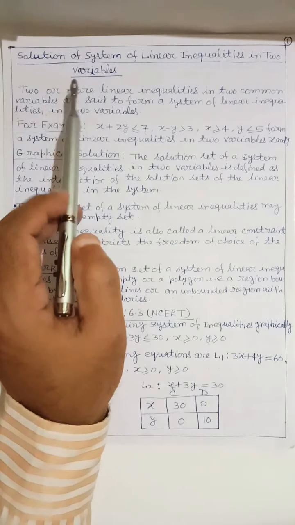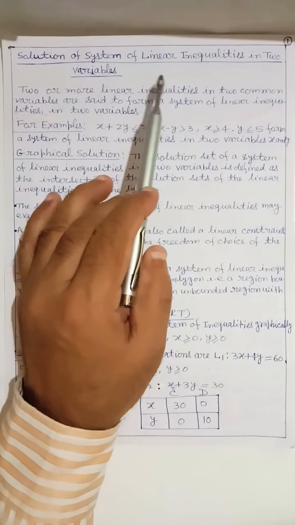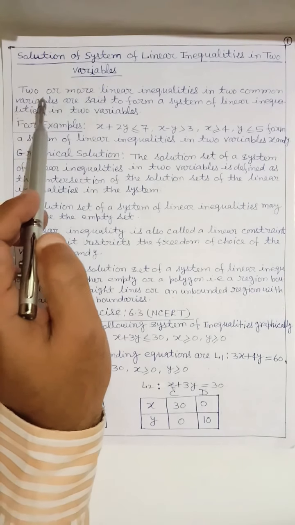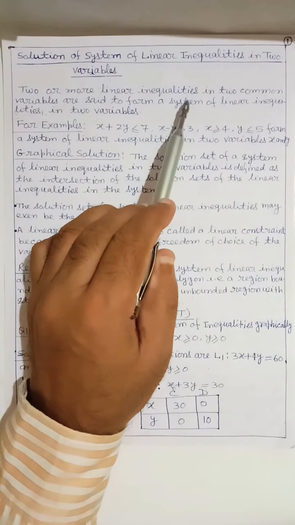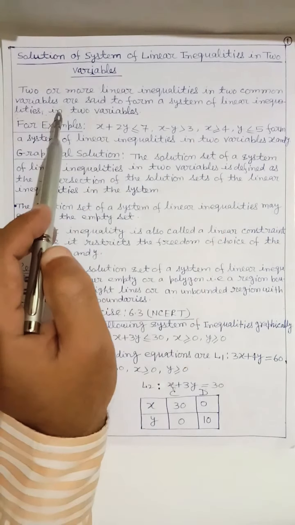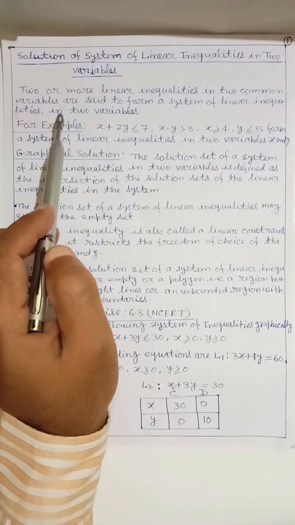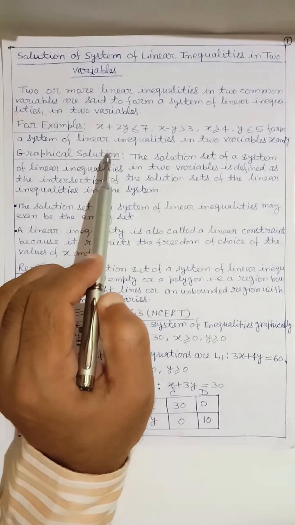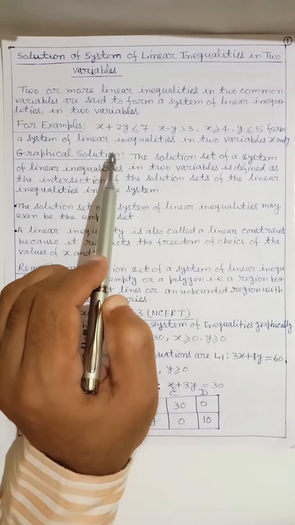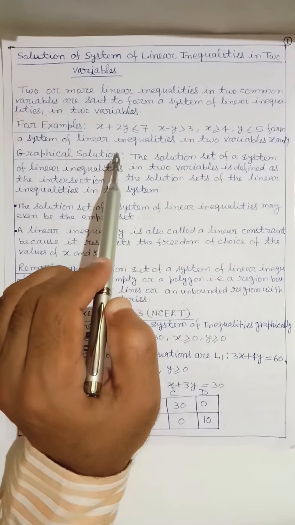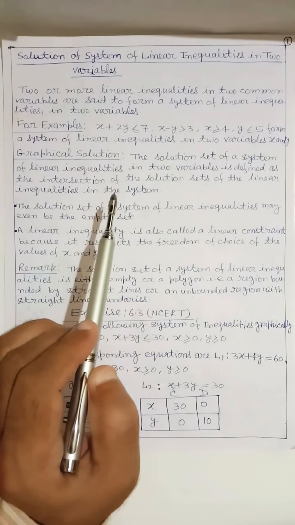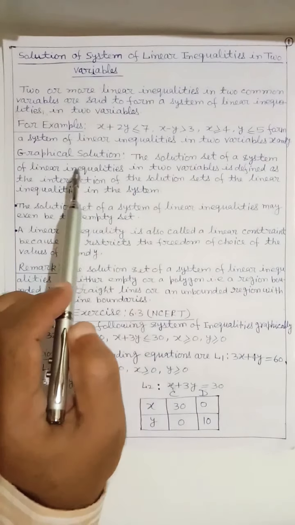Dear students, in the solution of a system of linear inequalities in two variables, there are two or more linear inequalities in two common variables. So two or more linear inequalities are required for the solution of a system of linear inequalities in two variables.